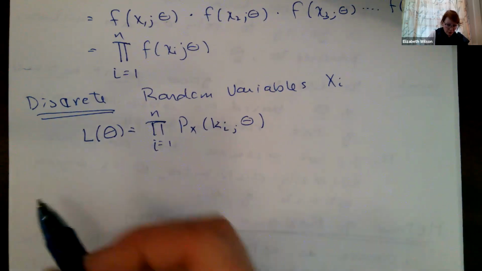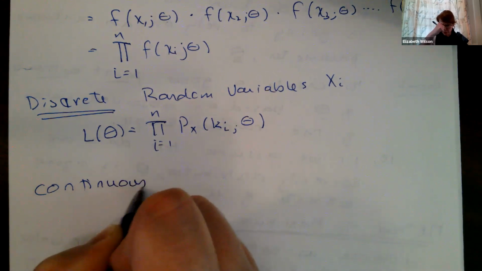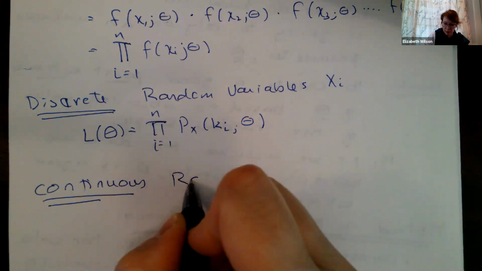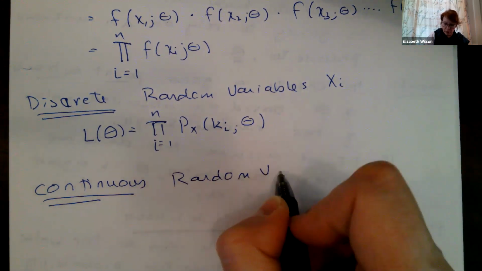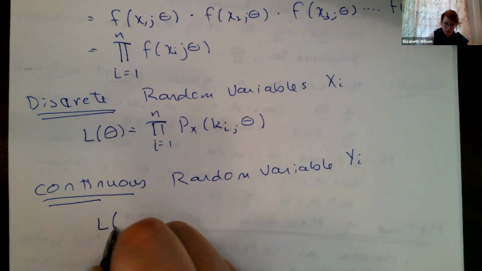For continuous, it's the same. We use a different random variable so we don't get confused. So we've got the random variable Y sub i. These are just names. I could have used any variable name that I wanted. Okay, my likelihood function, this is the likelihood function.